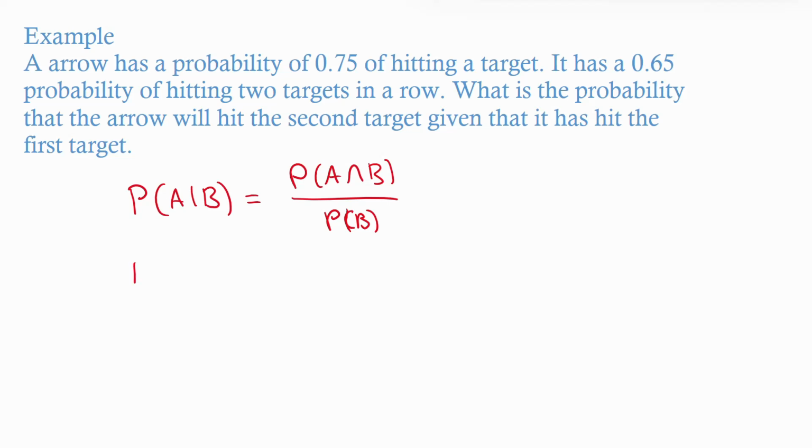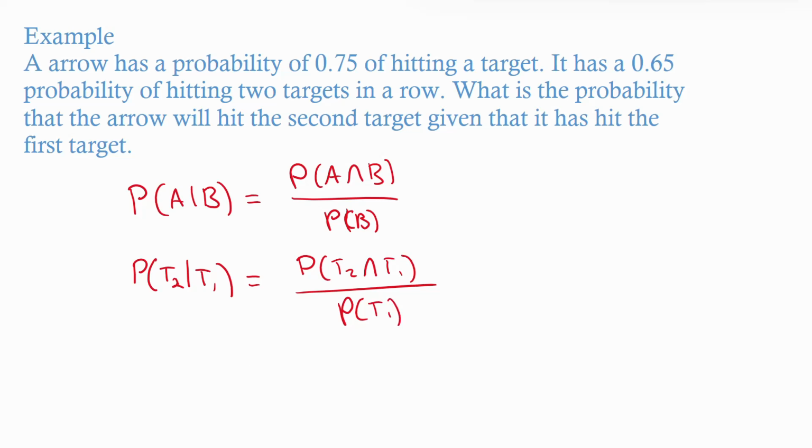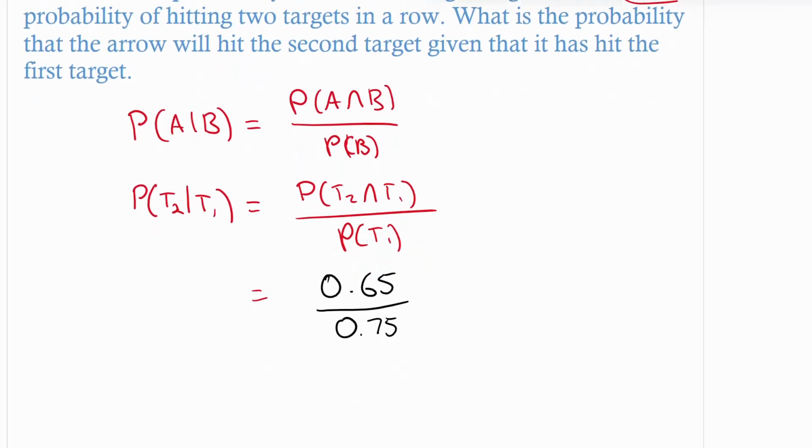In our example, we're trying to find the probability of it hitting the second target given that it's already hit the first target. So up here we're going to have the probability of T2 and T1 all over the probability of T1, because that's our condition. The probability of hitting both targets, they told us, was 0.65, over the probability of hitting the first target, which was 0.75. Which ends up equaling 0.867.